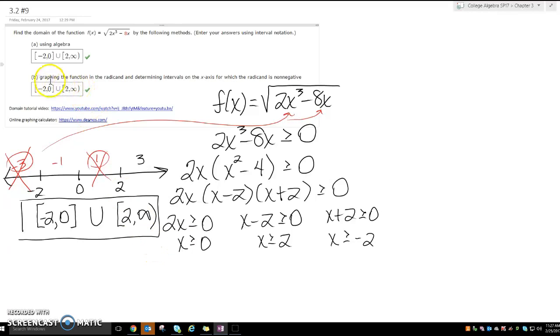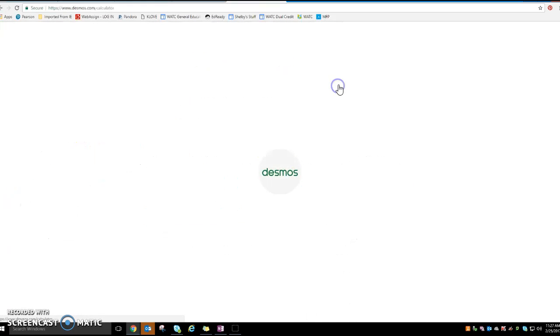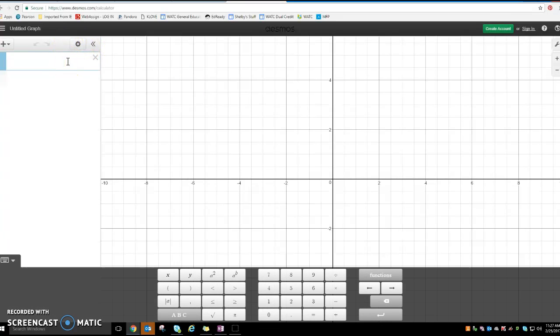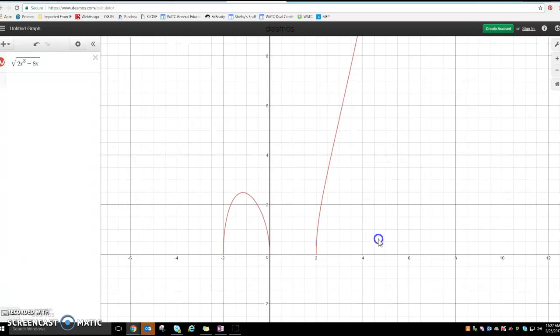So algebraically, here is my answer, or my solution. Now the other part says to graph the function and determine intervals on the x-axis for which the radicand is non-negative, or think of that as positive. So I'm going to flip over to my favorite online graphing calculator. I'm going to type in my function, 2x cubed minus 8x. And here's my graph. You can see where it's positive, meaning above the x-axis here.